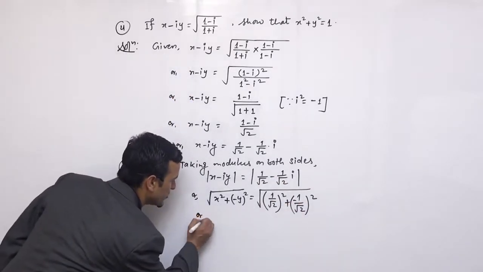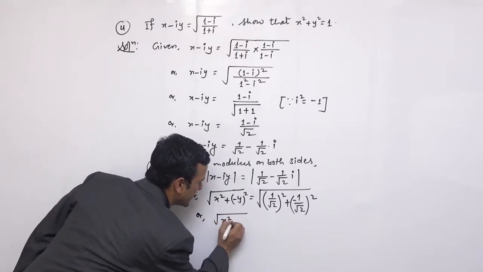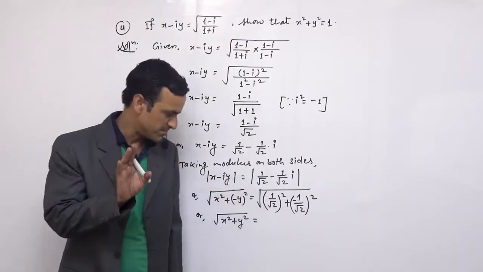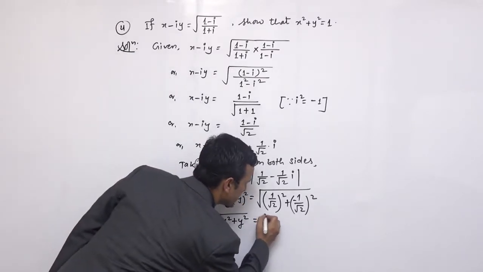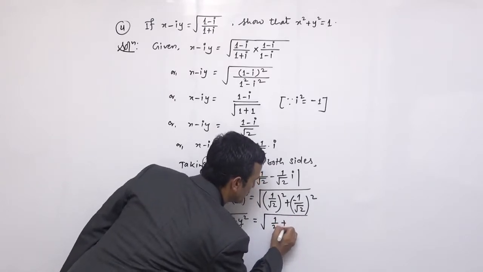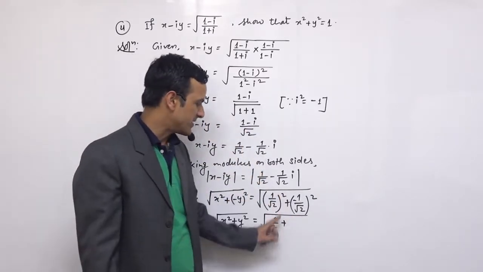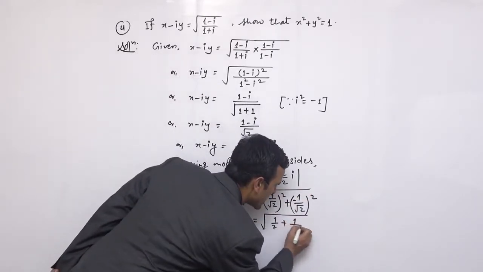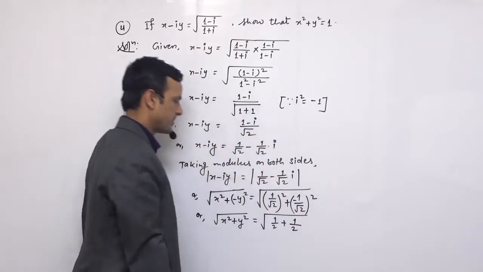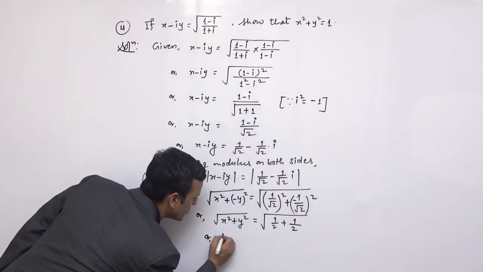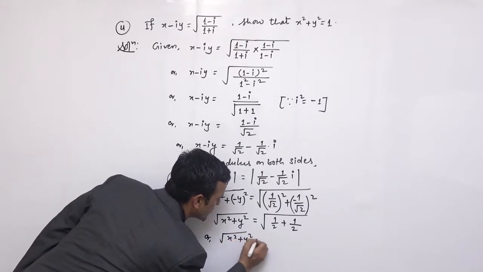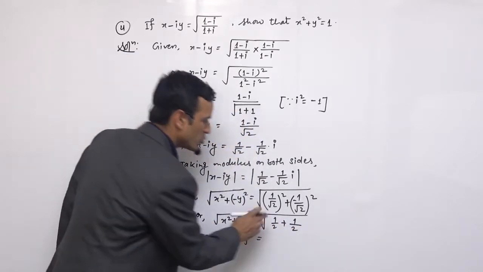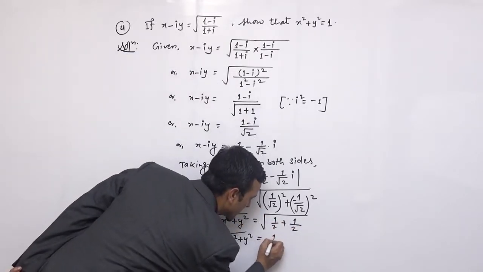This came through the definition. Root under, here is x square plus y square. Minus square means it is plus, and here is 1 by 2. Root 2 square means 2, and minus square means plus, and 1 upon root 2 square means 2. So when we solve it, root under x square plus y square is equal to 1 by 2 plus 1 by 2, and 1 by 2 plus 1 by 2 means 2 by 2, which is 1.